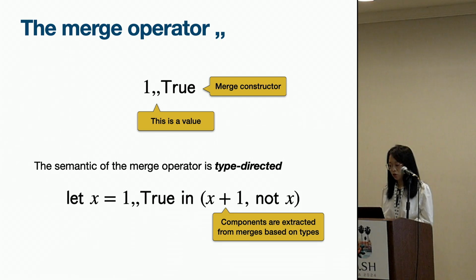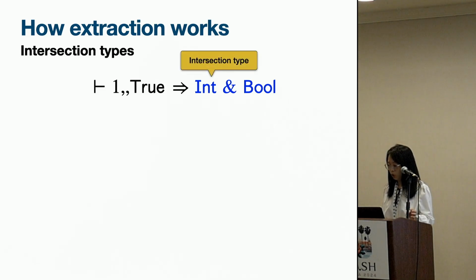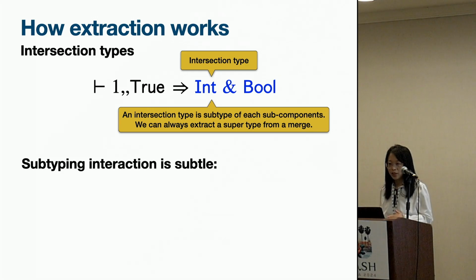And the semantics of the merge operator is type-directed, which means that components are extracted from merges based on types. So, like in this typing rule, one merged with true is typed as int and bool, and we can always extract a supertype from a merge. And the interaction between subtyping and the merge operator is subtle.